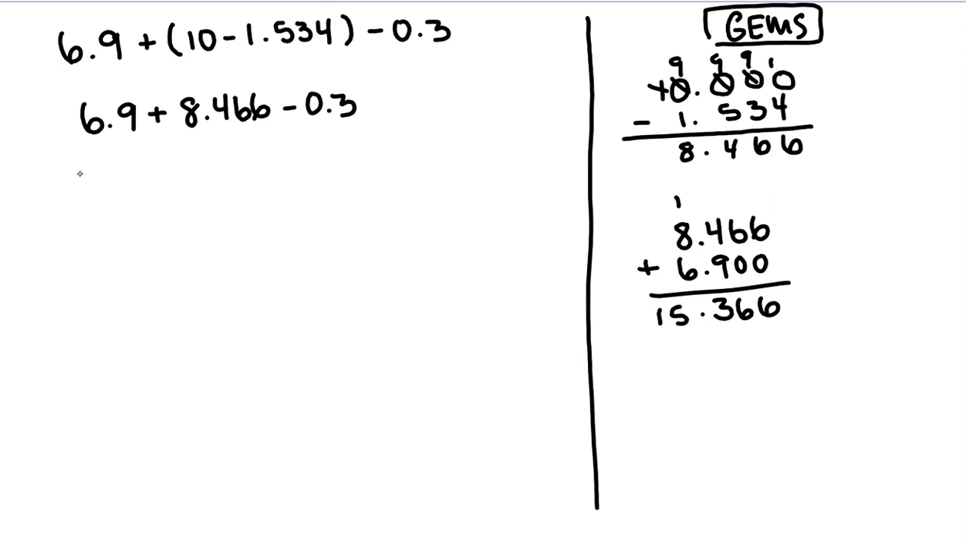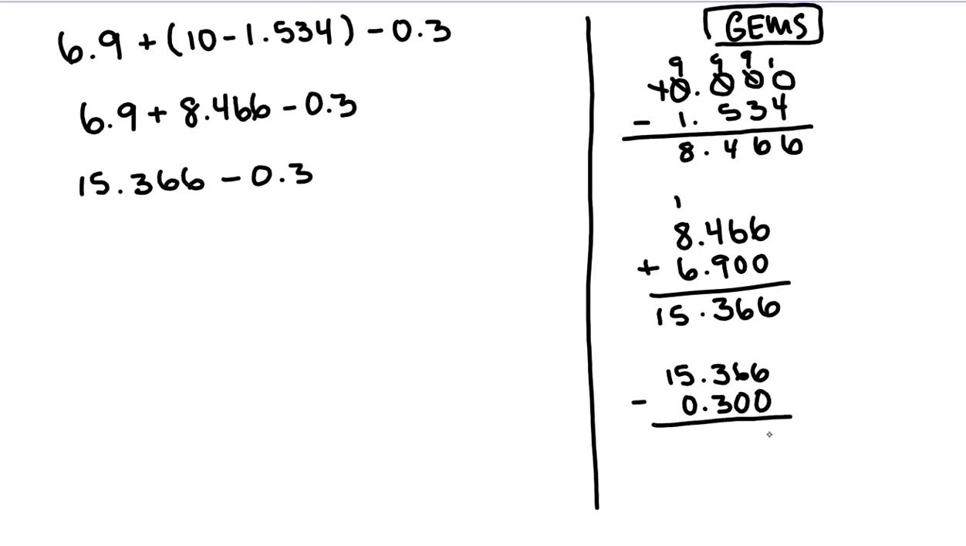Okay, so now we're going to rewrite this. 15 and 366 thousandths minus 3/10. Okay, and when we rewrite this to write it vertically, remember this one goes on top, and then we line up the decimals. So if you need to, you can absolutely add those zeros as placeholders. And we're subtracting. And we're left with 15 and 66 thousandths.